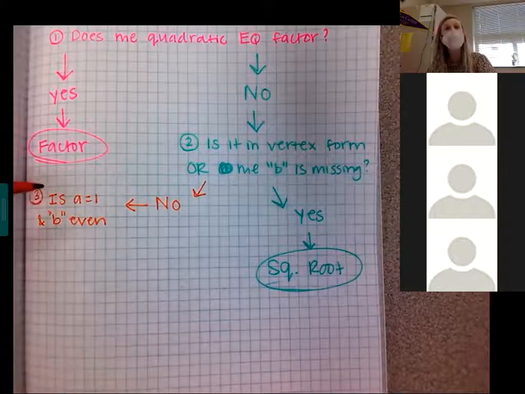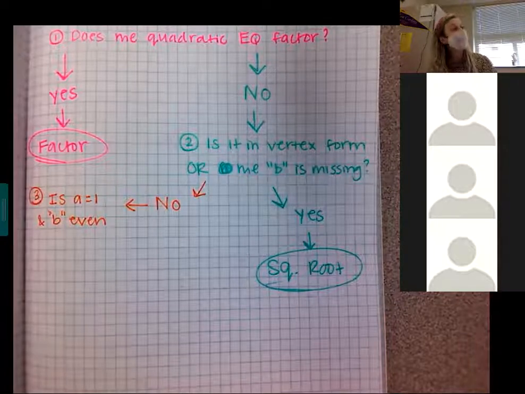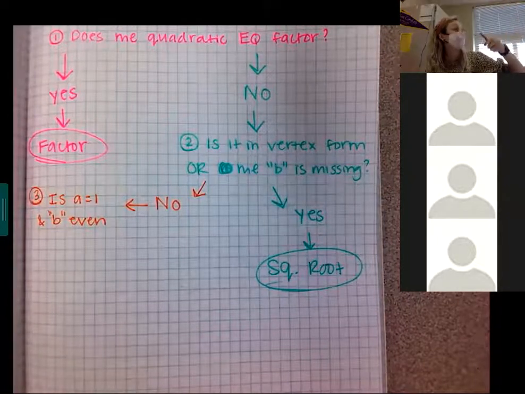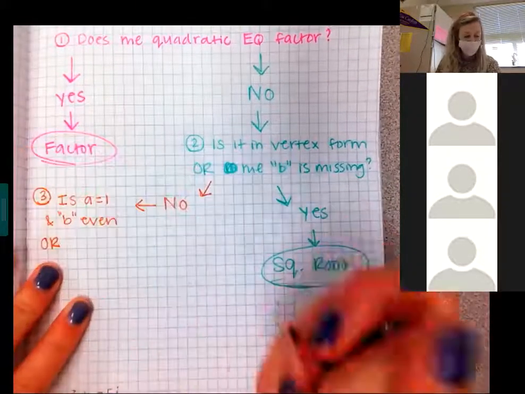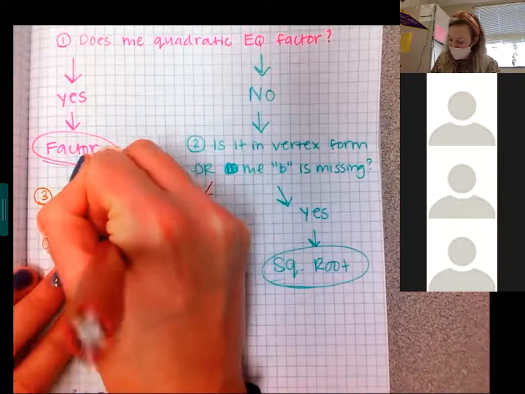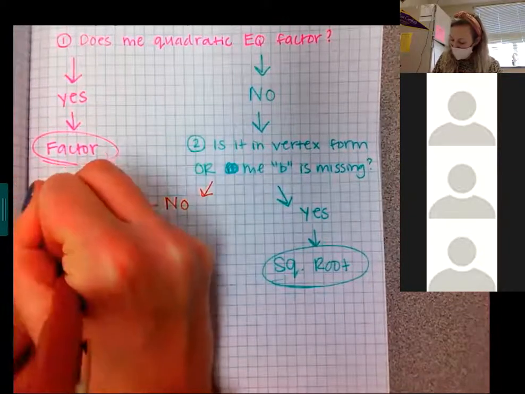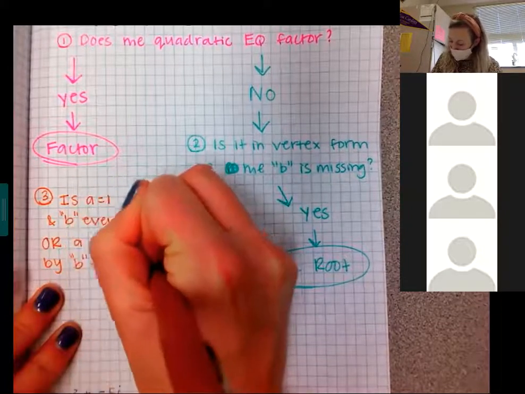So if the A is 1, meaning you don't have to take out an A, and the B is even, that means we could divide it by 2 and square it, right? That's when you would use completing the square. Or think about our example we just said: if the A will go into the B nicely, you can take out A. So A is divisible by B and still even.